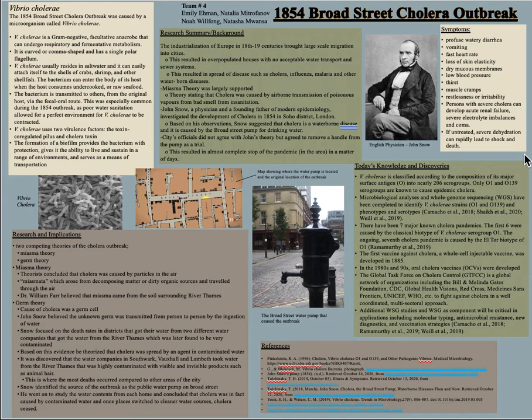There have been 7 major known cholera pandemics. The first 6 were caused by serogroup O1, and the 7th one was caused by a biotype of serogroup O1. In 1885, the first vaccine against cholera was developed, and in the 1980s and 90s, there were oral cholera vaccines that were developed. Today, we have organizations such as the CDC, UNICEF, and WHO who are able to fight against cholera in a well coordinated, multisectoral approach.